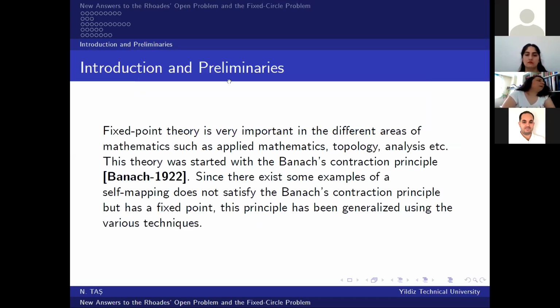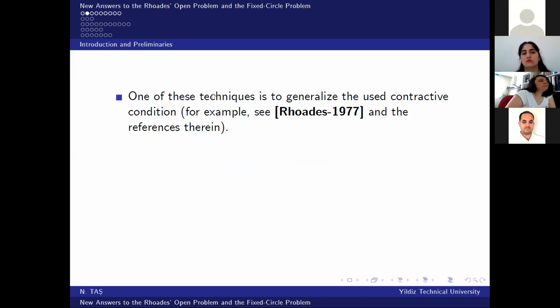Firstly, we give a brief history of these open problems. Fixed point theory is very important in different areas of mathematics, such as applied mathematics, topology, analysis, etc. This theory started with the Banach contraction principle, but there exist some examples of a self-mapping that does not satisfy the Banach contraction principle. On the other hand, they have a fixed point. Therefore, this principle has been generalized using different techniques. One of these techniques is to generalize the contractive conditions. For example, in these references, there are a lot of contractive conditions to obtain fixed point theorems.